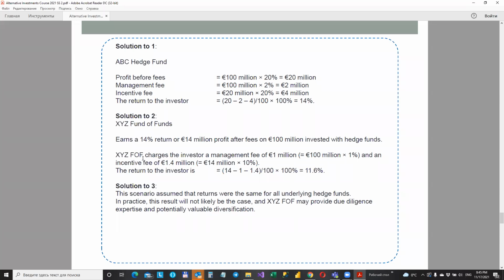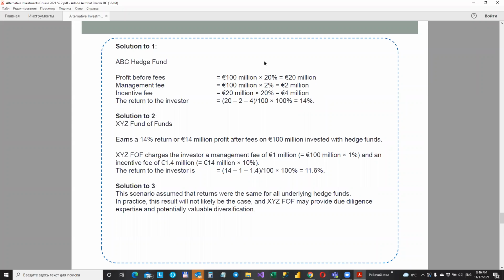So the XYZ fund of funds charges the investor a management fee of 1 million, that is 1% of 100 million under management, and an incentive fee, 10% of what is already earned by the investment in ABC hedge fund, 30%. That led us to 10% of 14 million, 1.4. And finally, it leads to 11.6.